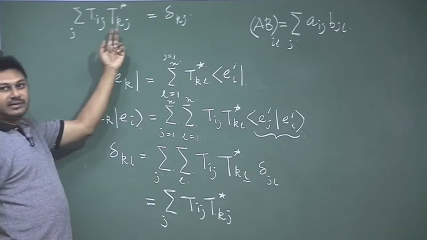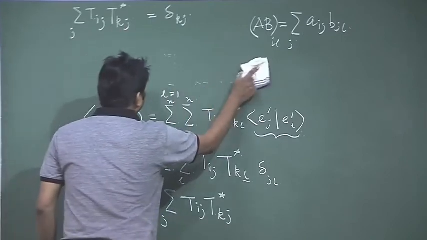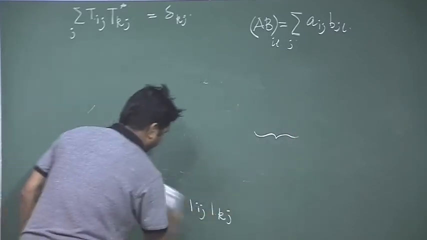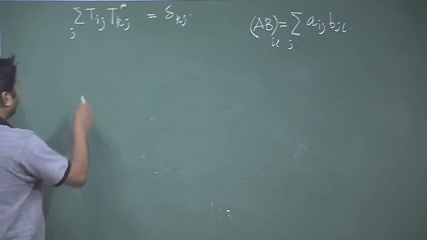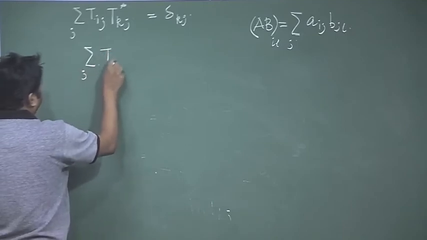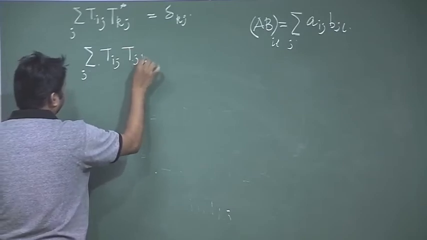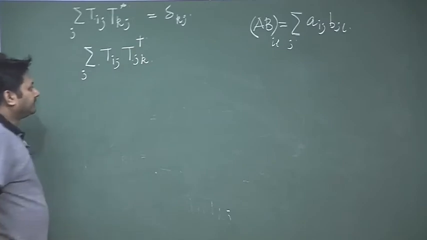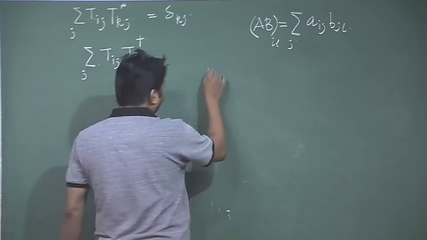So I need to rotate these things. If I do that, then obviously I need to make a transformation, or I need to write the T matrix in a different way. So if I do, then it will be I_j T_jk dagger of that. What is the meaning of dagger? Let me explain quickly here.